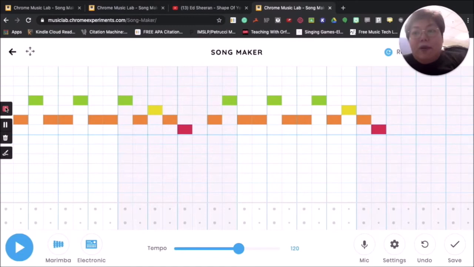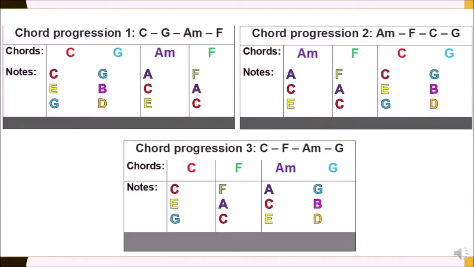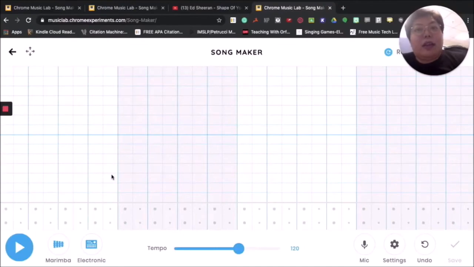So therefore, when we write our song, going back to our previous lesson whereby I told you to choose one of the three given chord progressions, right? Okay, let's say we are going to use the second chord progression: A minor, F, C, G.